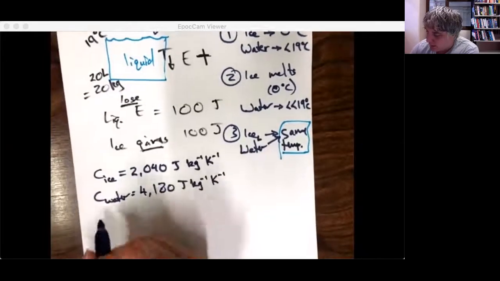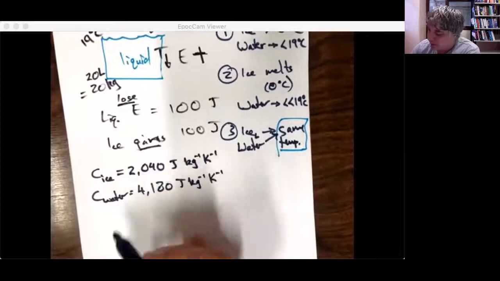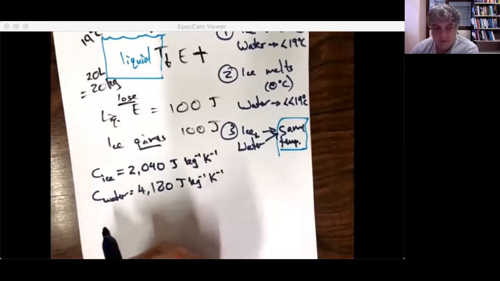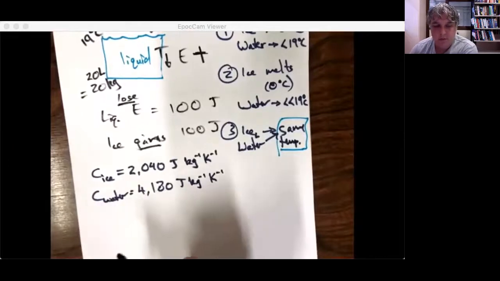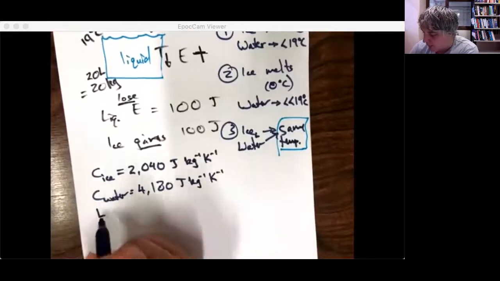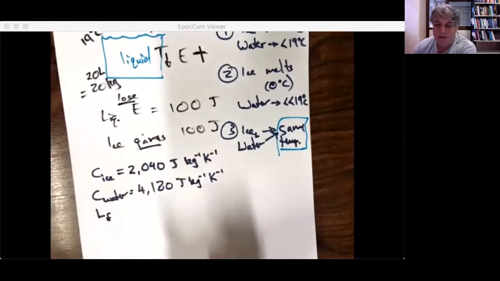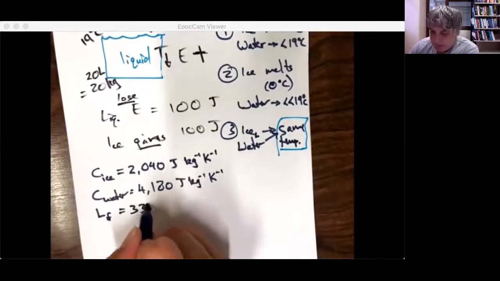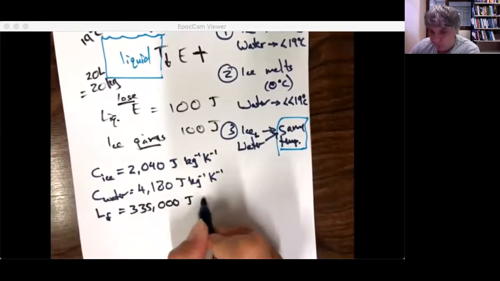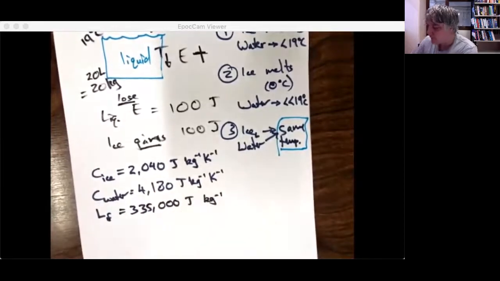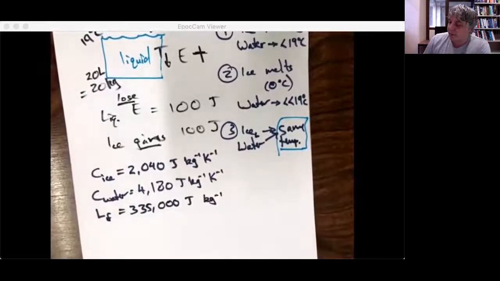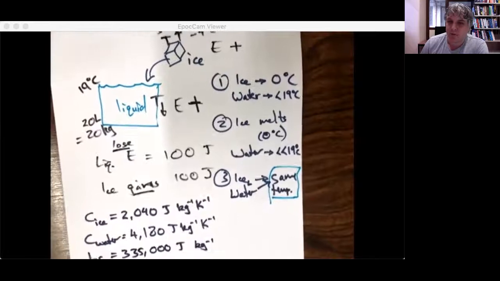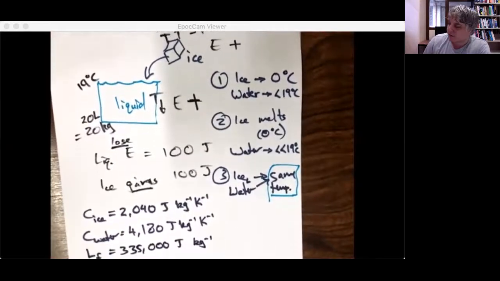And the latent heat of fusion of water, you can write that however you want. I haven't specifically told you the rules for it. You might write it as an L for latent with a little F for fusion. Latent heat of fusion for water is 335,000 joules per kilogram. So those are the 3 bits of information we have, along with all of those starting conditions: 3 kilograms, 20 kilograms, -4C and 19C.